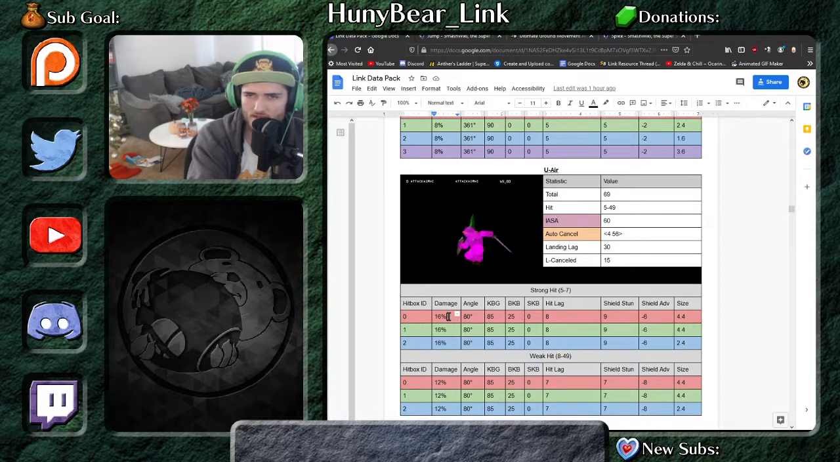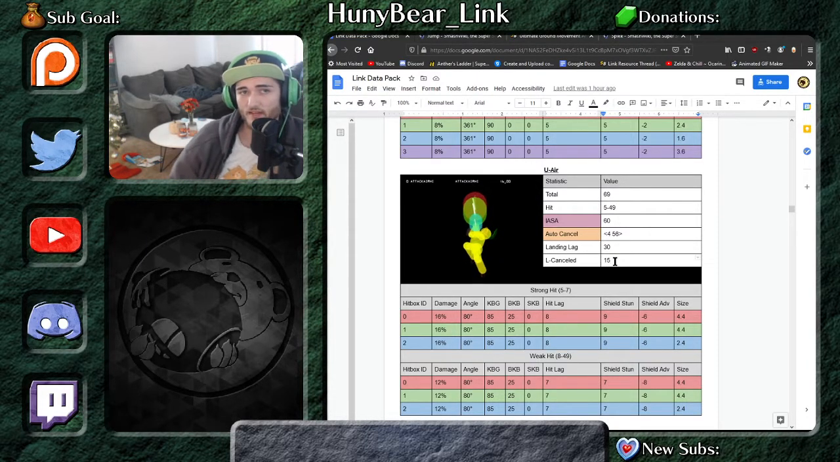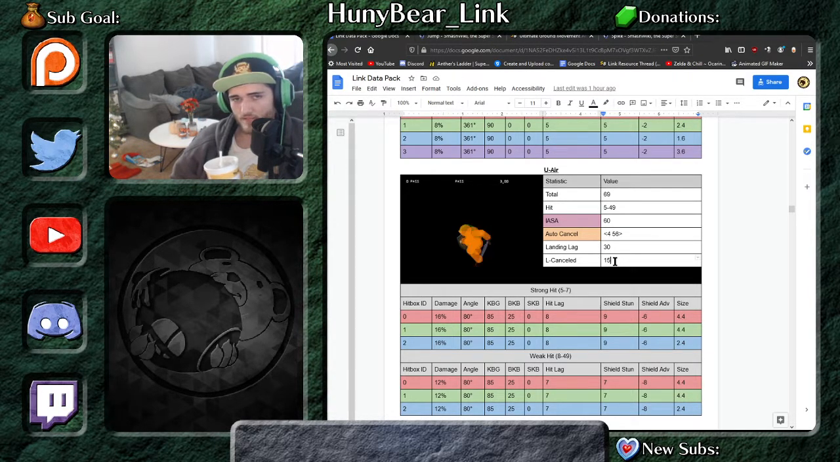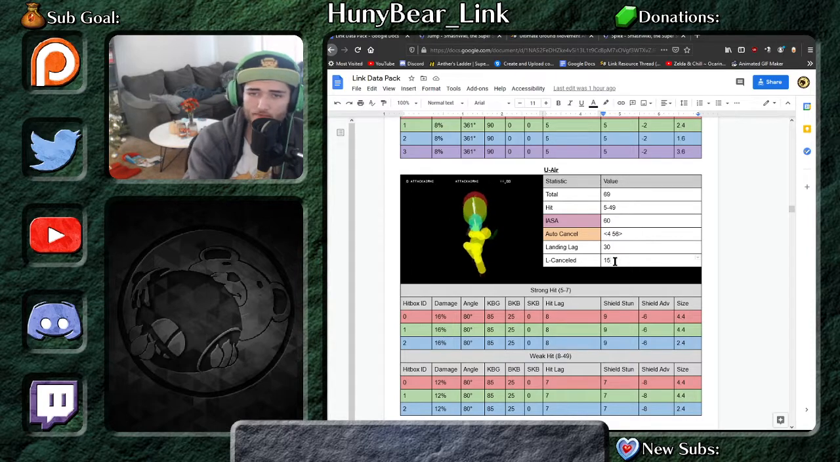The only problem is that Link's jump squat sucks. But it comes out frame 5, it comes out lightning fast. It's active forever. The only drawback to this move is L canceling. It's 15 frames of landing lag. So that kind of kills the vibe of it, but it's still a god tier move. It's your bread and butter. It's everything you've ever wanted it to be and more. It's not the best shield advantage, but that's fine. Yeah, up air is really, really good.